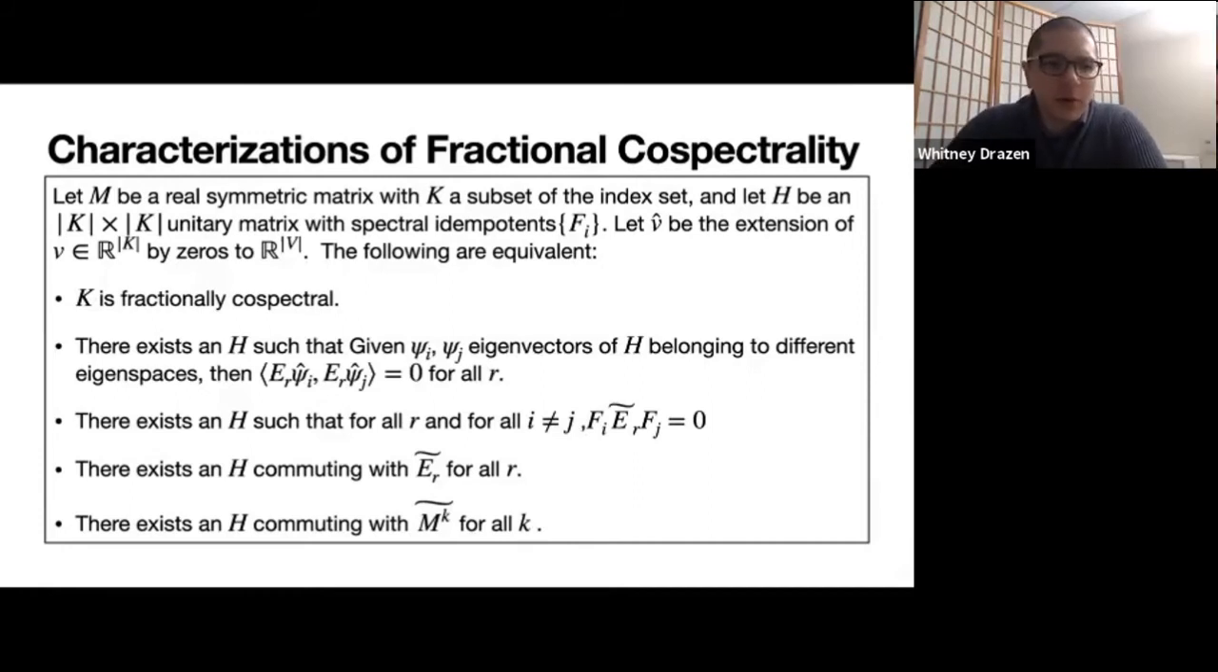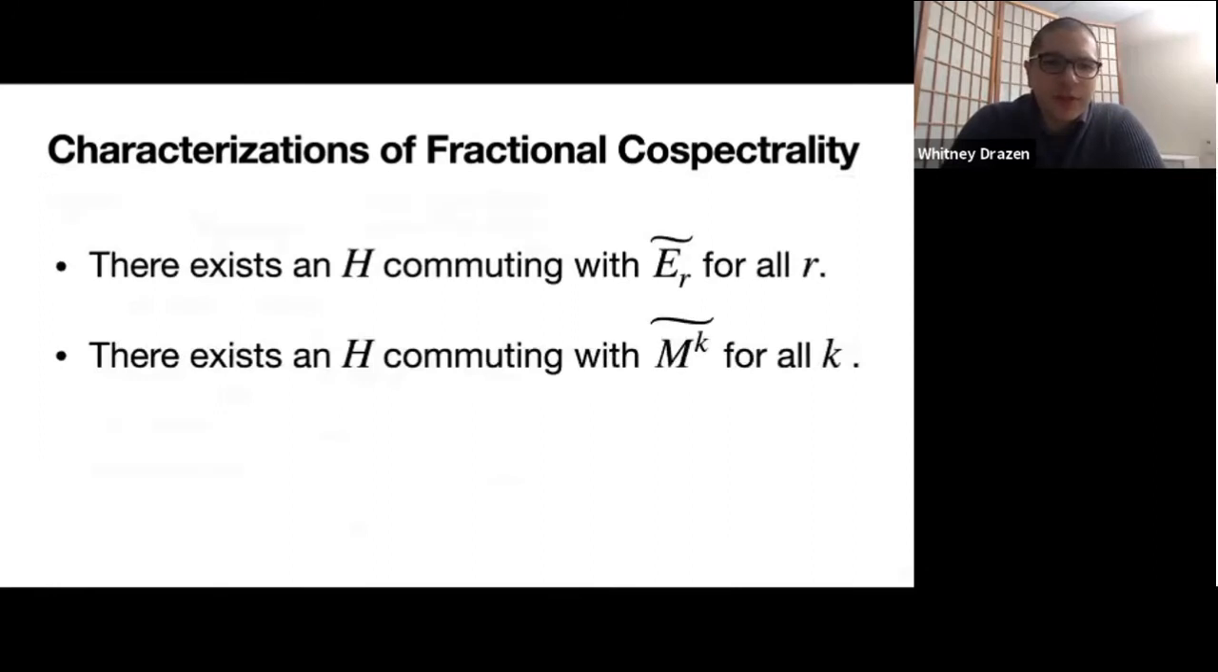But the two most important characterizations for the purposes of this talk are the last two: that there's an H commuting with the restriction of the idempotent, or that there's an H commuting with the restrictions of the powers of the adjacency matrix. So these are going to be the characterizations that we use to define the fractionally cospectral sets on the path graph, and eventually figure out which ones have approximate fractional revival.